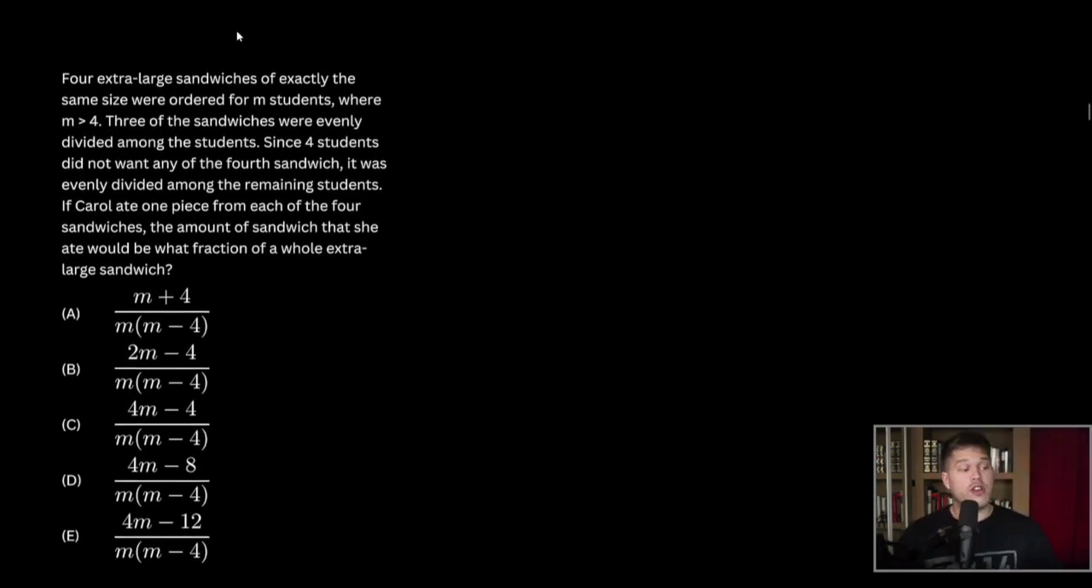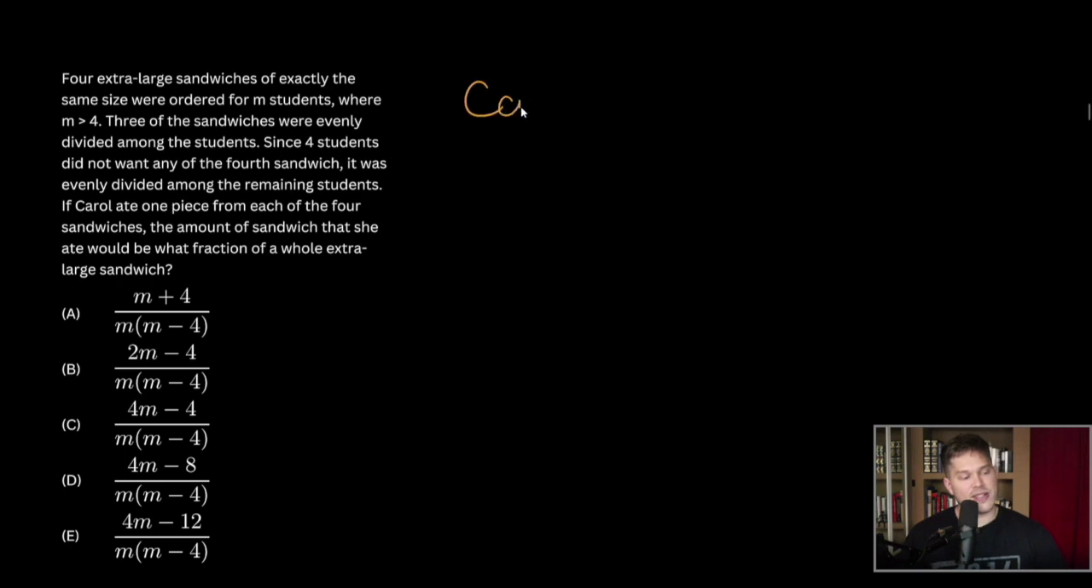So 4 extra large sandwiches of exactly the same size were ordered for m students, where m is greater than 4. 3 of the sandwiches were evenly divided among the students, and since 4 students did not want any of the 4th sandwich, it was evenly divided among the remaining students. If Carol ate 1 piece from each of the 4 sandwiches, the amount of sandwich that she ate would be what fraction of a whole extra large sandwich?